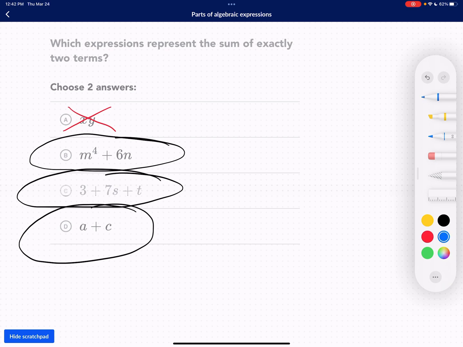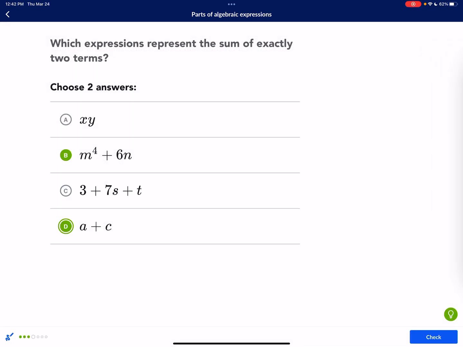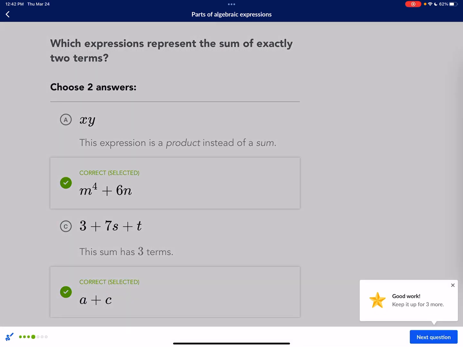Now that I've isolated those ones and gotten rid of one that's not so great, I need to look at the ones that have 2 terms and not 3. So I'm going to get rid of this one because it has 3 terms. So it looks like I'm just looking at B and D, and it lets you choose 2 answers, B and D.